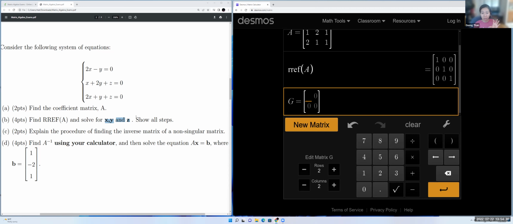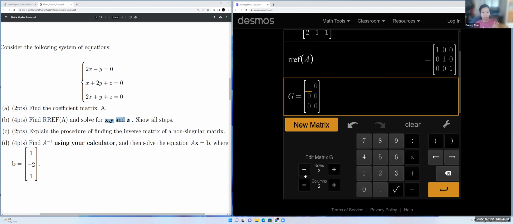So that means we need to have 3 rows, as we have 3 equations. We need to have at least 3 columns for the 3 variables, and add another column for the constant vector on the right side of the equation. All right, so for the first 3 rows and columns, I'm just going to enter the coefficient matrix, 2, -1, 0, 1, 2, 1, and 2, 1, 1. And then the constant column, in this case it's just 0, 0, 0 because you have 0, 0, 0 here on the right side of the equations.